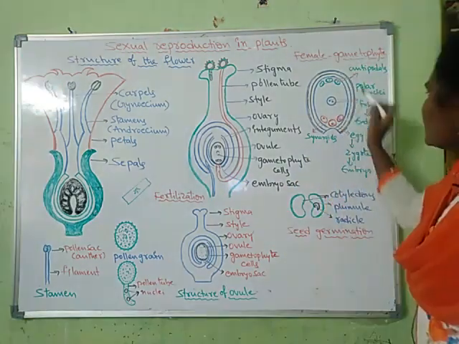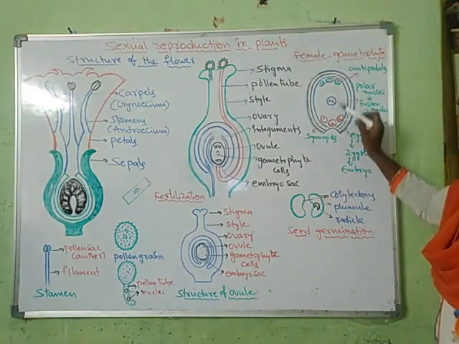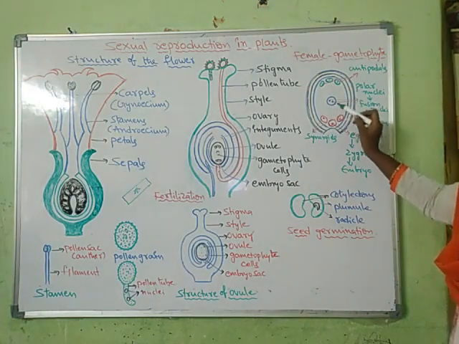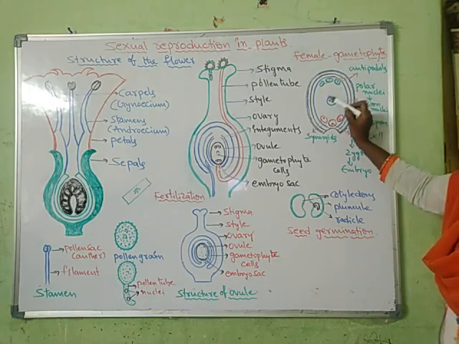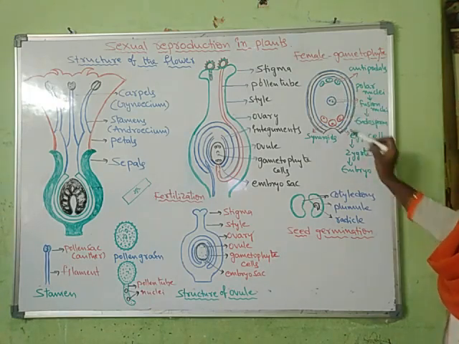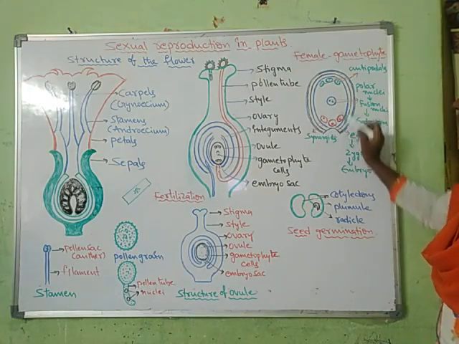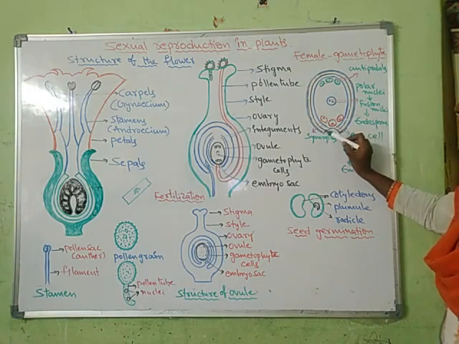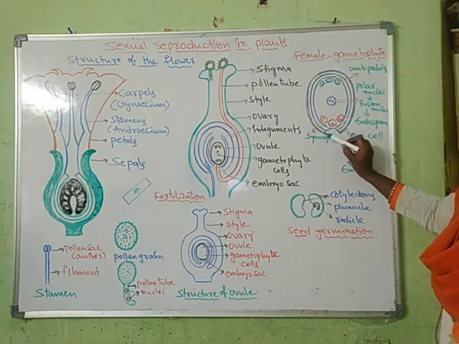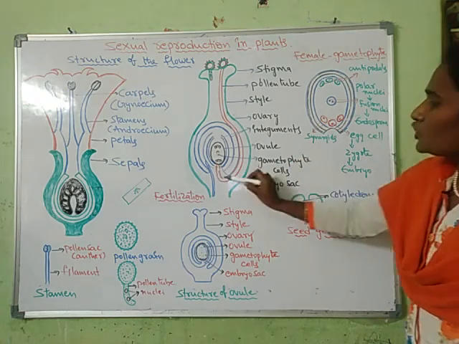Of these 7 cells, for our discussion, 2 cells are very important. Those are 1 large central cell located at the center of the embryo sac and the other is the egg cell, located at the end of the embryo sac closest to the opening through which the pollen tube enters.